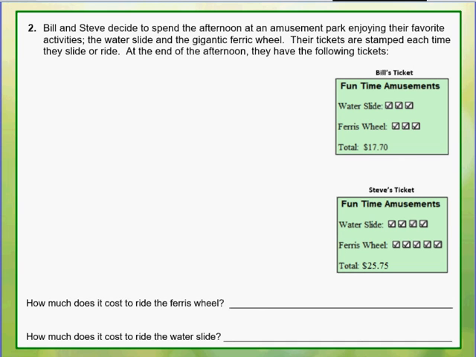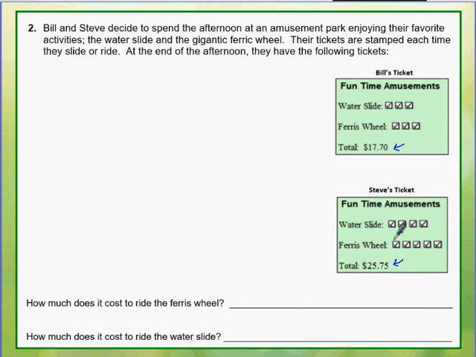Okay, problem 2. Bill and Steve decide to spend the afternoon at an amusement park enjoying their favorite activities, the water slide and the gigantic Ferris wheel. Their tickets are stamped each time they slide or ride. At the end of the afternoon, they have the following tickets. So let's take a look at Bill's ticket. He rides the water slide 3 times and the Ferris wheel 3 times, which costs him a total of $17.70. Steve went on the water slide 4 times and the Ferris wheel 5 times, and his total, of course, was more. He went on more rides.